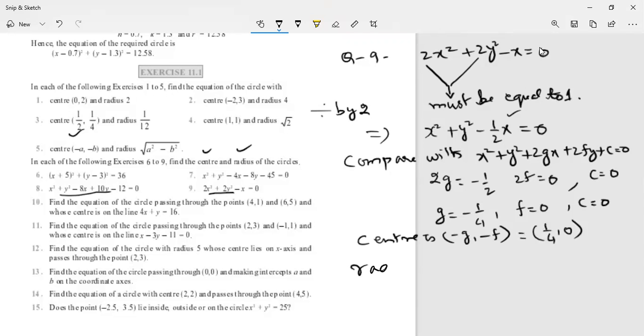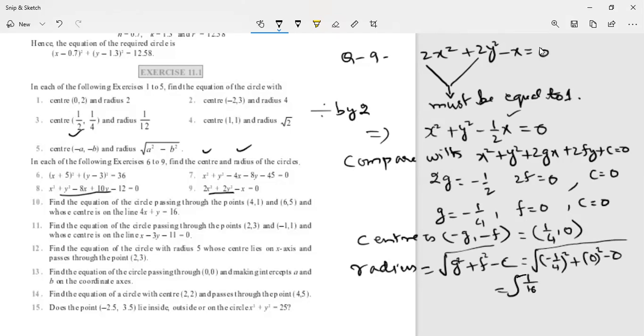Find the radius. The formula for finding the radius is under root g square plus f square minus c. There is no square on c. Remember this. Under root, g square means minus 1 by 4 square, plus f square means 0 square, minus 0. So under root 1 by 16, which is 1 by 4, because radius cannot be negative. So the radius is 1 by 4 and the center is minus g and minus f.